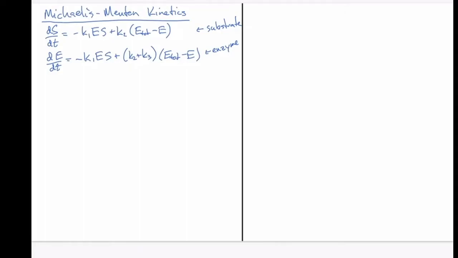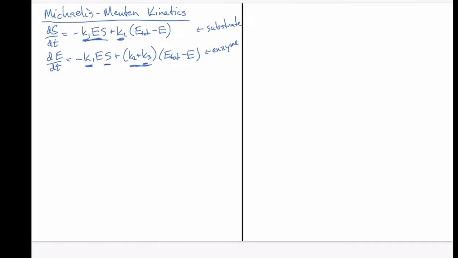I won't go through a full listing of all the scales, but you'll notice that we have a time scale here. K2 has units of 1 over time. K3 will also have units of 1 over time. And K1 has units. In this equation here, K1 will have to have units of 1 over enzyme concentration times time, because it needs to cancel the enzyme units here. But in the next equation down here, K1 has to have units of 1 over concentration of substrate, and also time in the denominator as well.